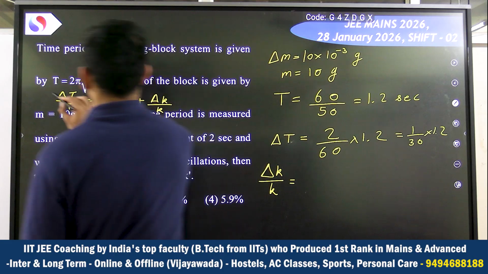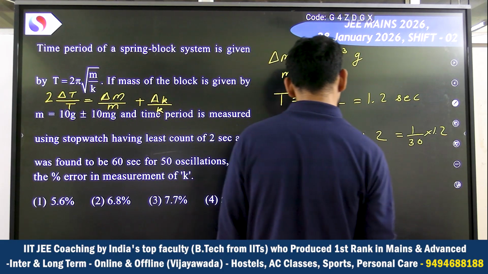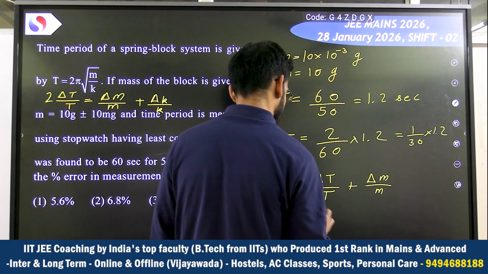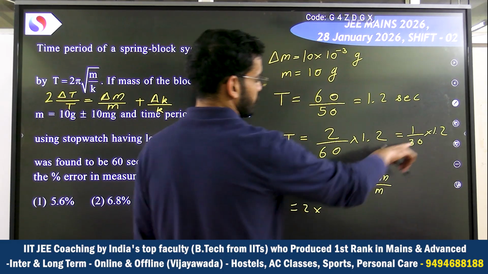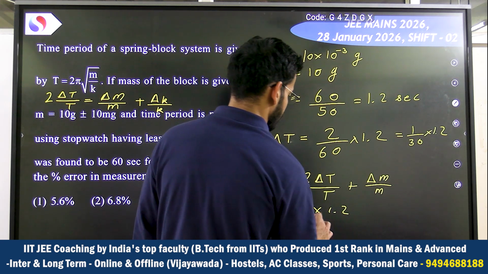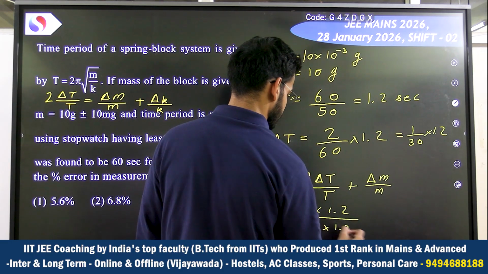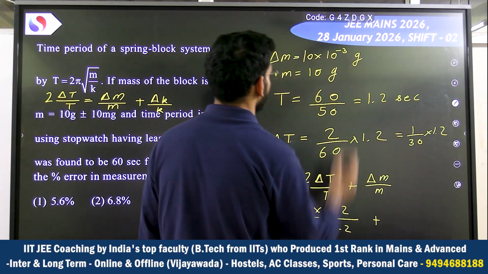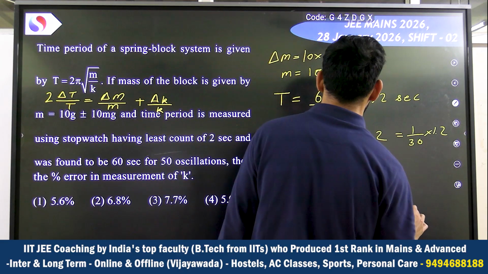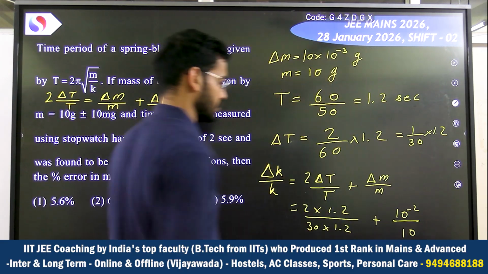This was squared, so 2 times delta t by t plus delta m by m. Here, 2 times delta t. Delta t is how much? 1 by 30, so I will keep the 30 down: 1.2 divided by 30, and t is 1.2. Plus delta m. Delta m is how much? 10 into 10 to the power minus 3, so that is 10 to the power minus 2, divided by m, that is 10. Gram, so that doesn't matter, right?